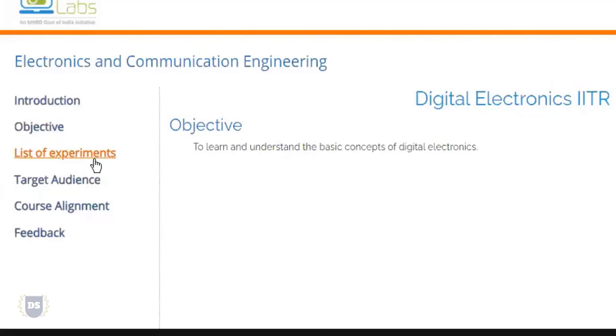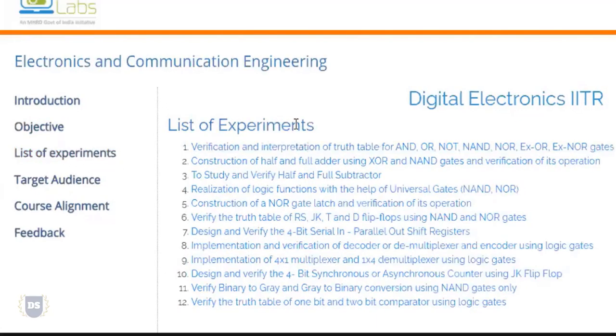Here I can see my list of experiments. There are 12 experiments listed altogether, where the starting 4 correspond to combinational circuits, and later on we have experiments related to flip-flops and registers. They fall under sequential circuit kinds of experiments. By now we already know what combinational and sequential circuits are. Combinational circuits are circuits whose output depends only on present inputs, and sequential circuits are circuits whose output depends not only on present input but also on previous input.